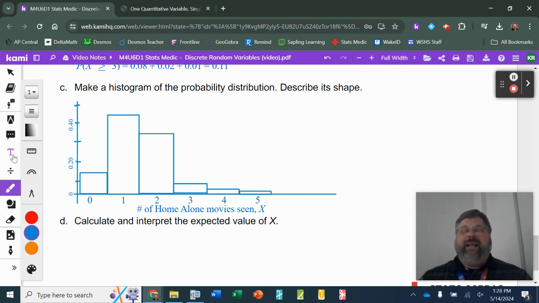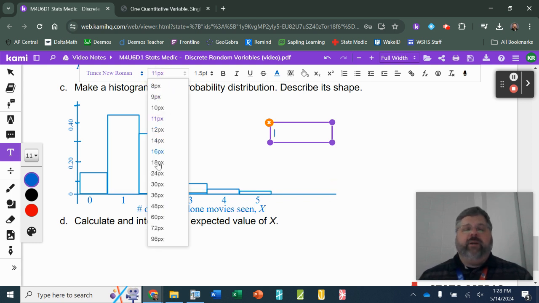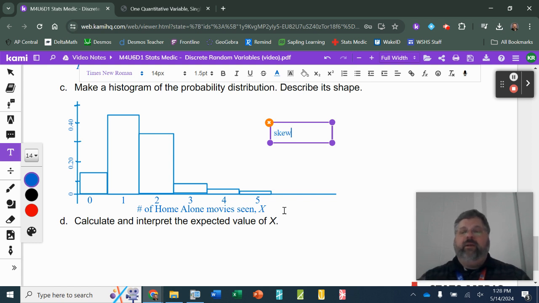But if that's not the case, I'm going to look for which side is being stretched out the furthest, and that's the way it's going to be skewed. So if it's not symmetric, we're going to call it skewed. We just need to know which way it's skewed. So looking at this one, it appears to be stretched out further to the right. So my description of its shape is going to be skewed right.